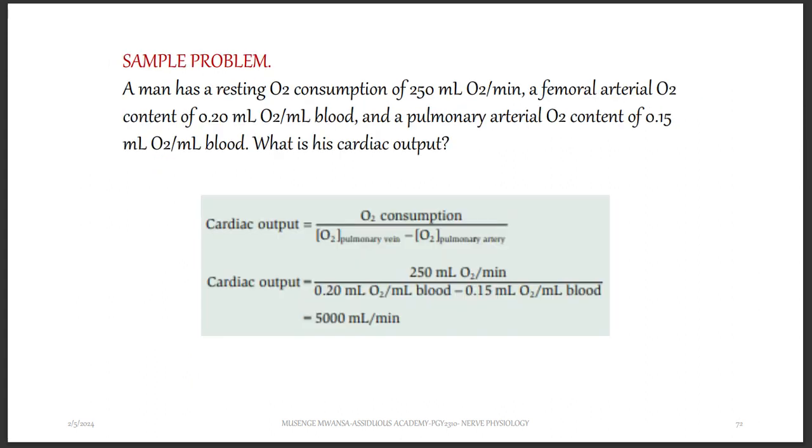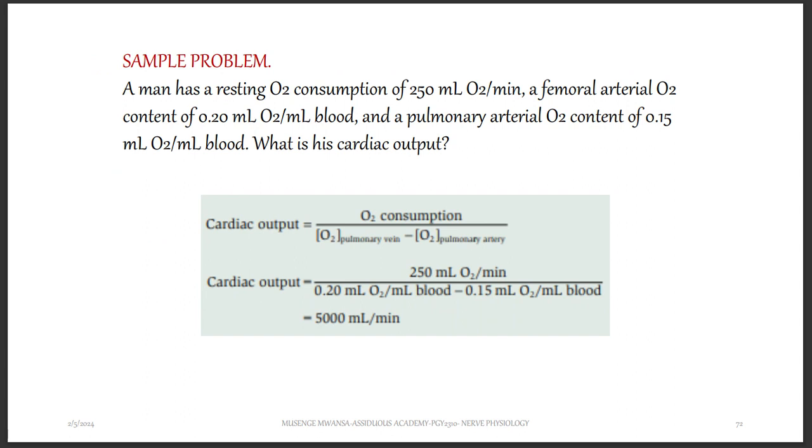A man has a resting oxygen consumption of 250 mils of oxygen per minute, a femoral arterial oxygen content of 0.2 mils of oxygen per mil of blood, and a pulmonary arterial oxygen content of 0.15 mils of oxygen per mil of blood. What is his cardiac output?